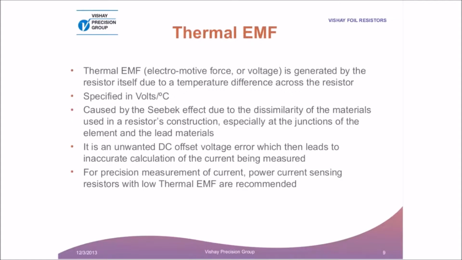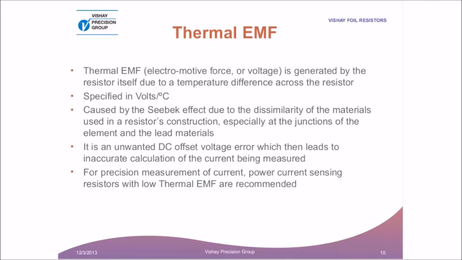Another important characteristic to consider when choosing a resistor for a precision current sensing application is thermal EMF. Thermal EMF is a voltage actually generated by the resistor itself due to a temperature difference across the resistor, and it's specified in volts per degree C. It's actually caused by the Seebeck effect, because of the dissimilarity of the materials used in the resistor's construction.